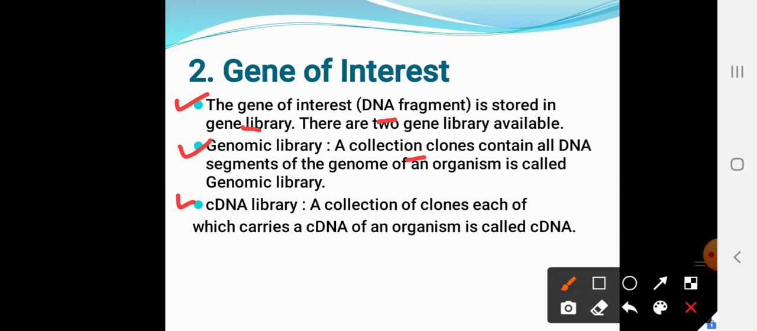A collection of clones that contains all the DNA segments of the genome of an organism is known as a genomic library. While cDNA library, what is cDNA library? cDNA library is a chromosomal DNA library. It is a collection of clones. Clones means segments, different segments, each of which carries the cDNA of an organism. Which carries means which have the chromosomal DNA of an organism.